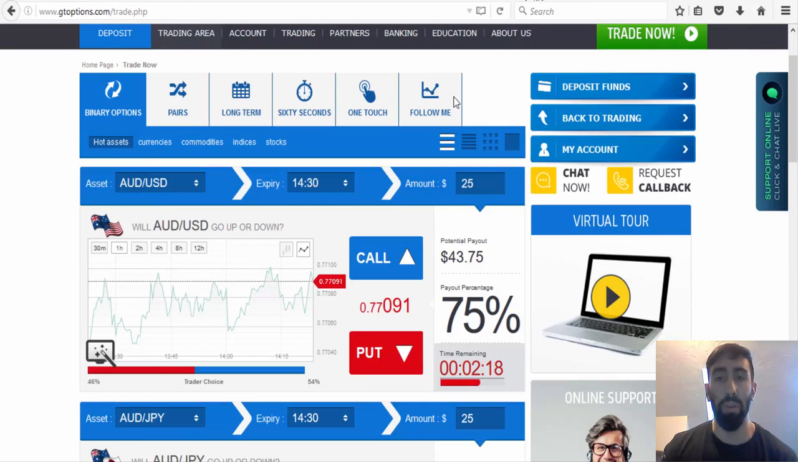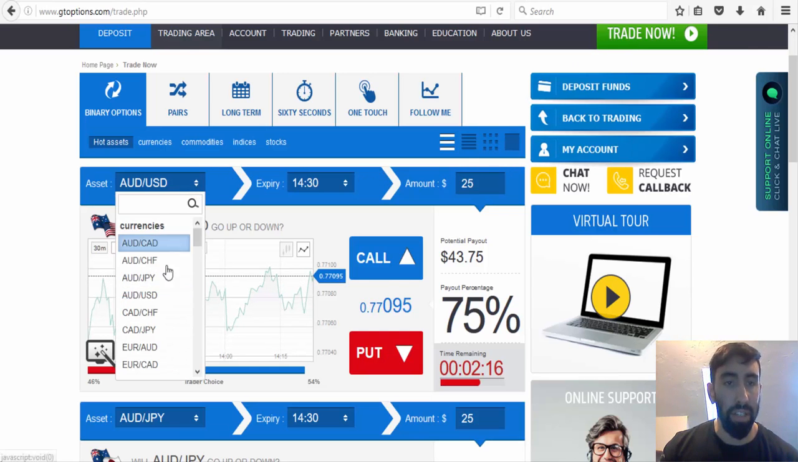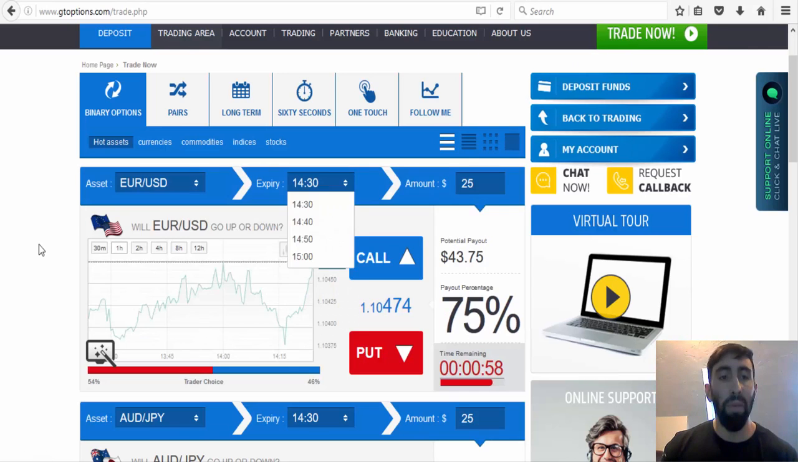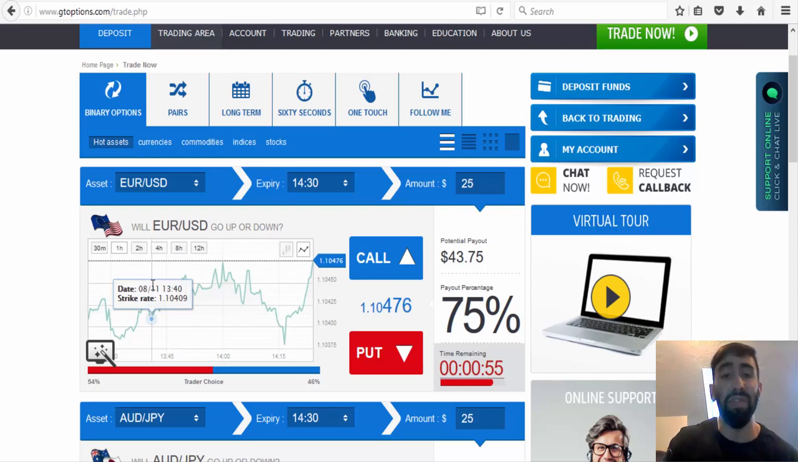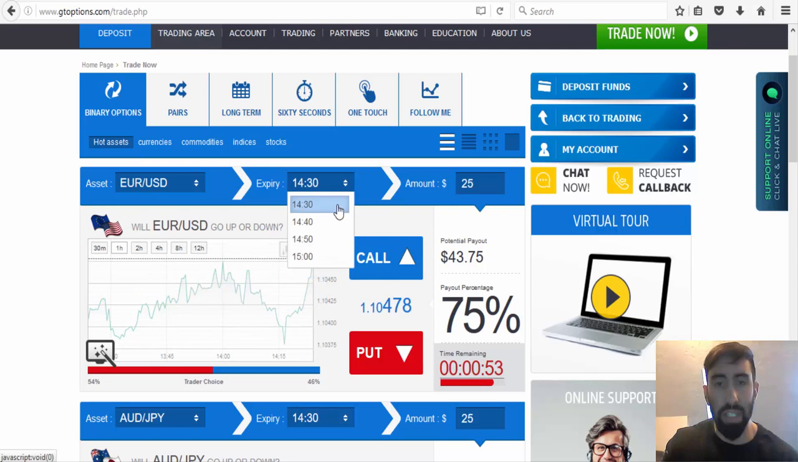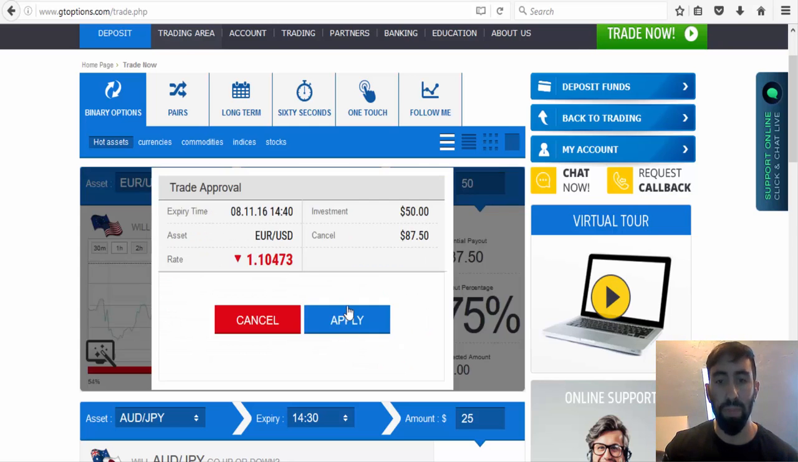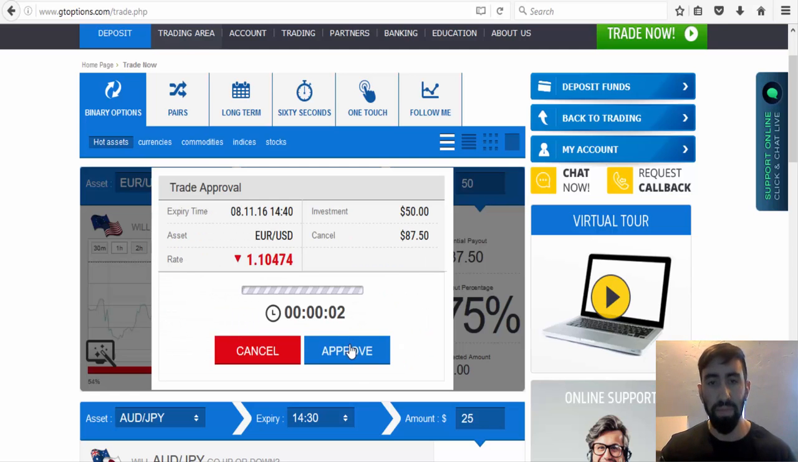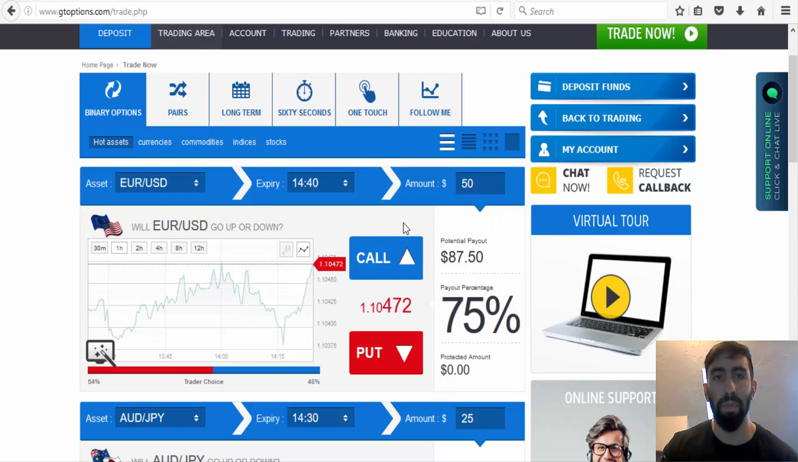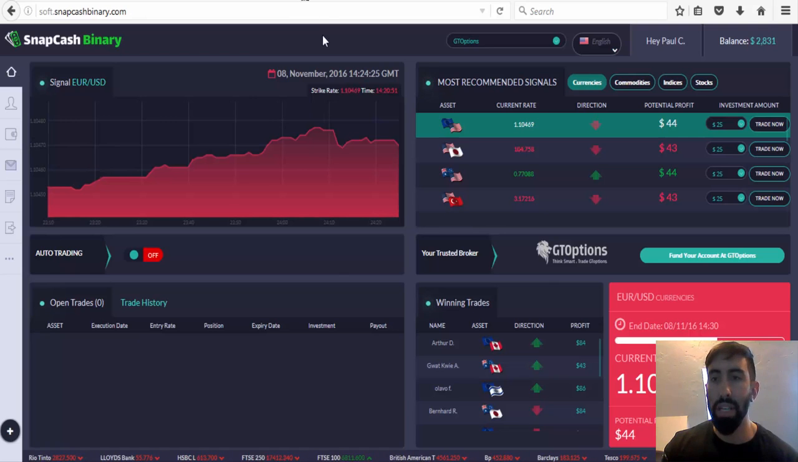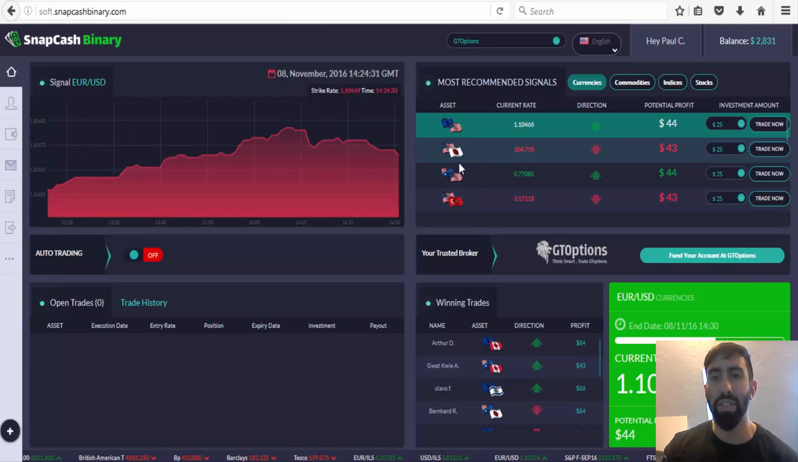So we're going to go to our broker here, select Euro USD, and we're going to be targeting close to 15-minute trades. So I'm going to select 1440, which means that this will expire just under 20 minutes. So let's adjust the price, go for a put, and hit apply, approve. All right, so the next signal, USD versus JPY.